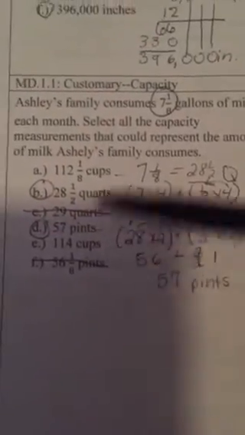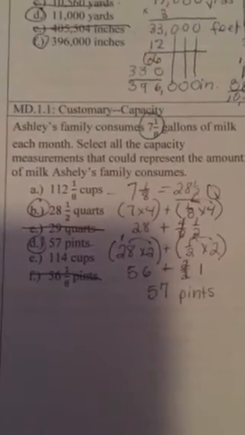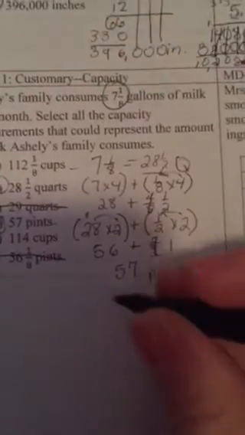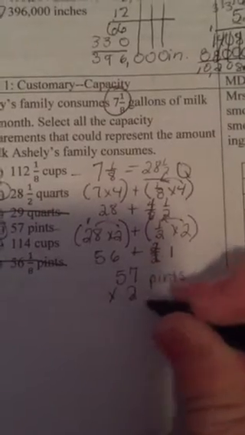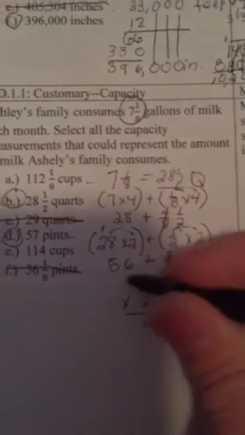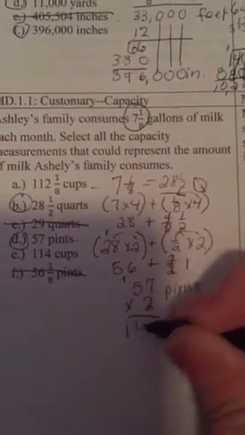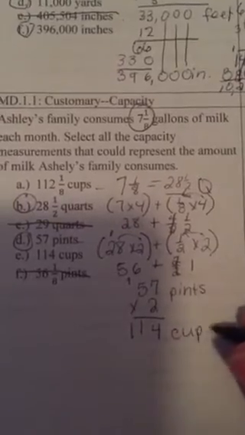Now, the last unit I see I need to go to is cups. I'm in pints and I take one step up and I'm going to convert to cups. So you will see that 1 pint equals 2 cups. So again, I'm going to be multiplying this number times 2. 2 times 7 is 14. Regroup my 1. 2 times 5 is 10 plus 1 more is 11. So now I have 114 cups.